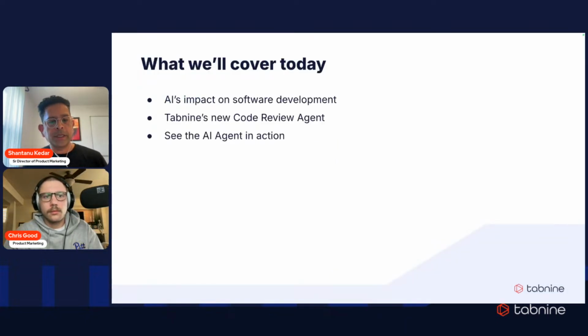Let's switch gears and focus on today's topic. We'll be talking about AI's impact on software development. We'll be talking a lot about Tabnine's new code review agent. So we'll be talking about what it is, why we introduced it, how this agent works, and then also see a live demo so you can see the agent in action.